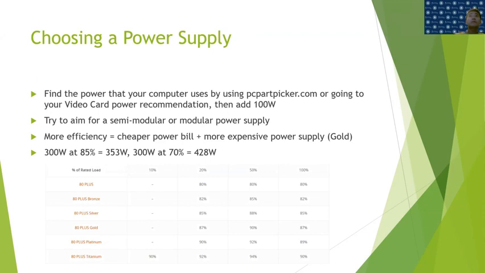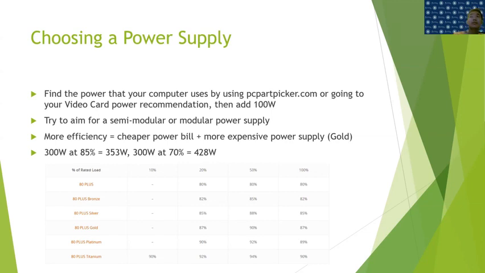Now, when choosing a power supply, the main three things you need to consider is firstly the amount of power your PC will use. This is where the online sites can help you a lot, for example, PC Part Picker will tell you how much energy your PC will use in watts. However, if you're not using an online website, another good estimate is to check your video card power recommendation, which you can usually find on the manufacturer's website. That recommendation is usually accurate because the video card uses the most amount of power in the entire computer.